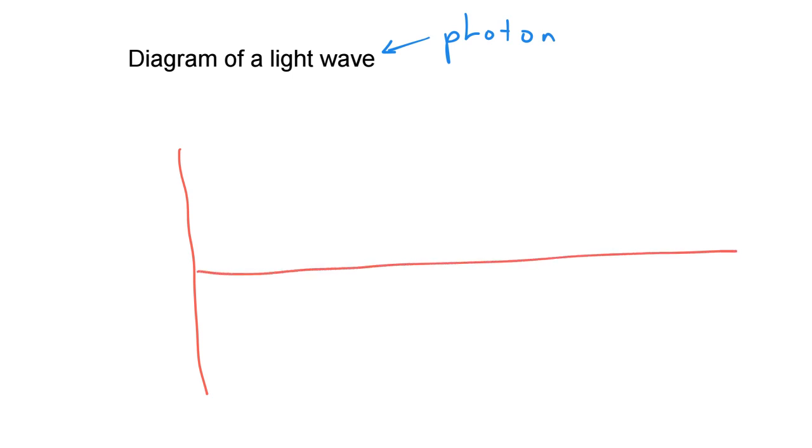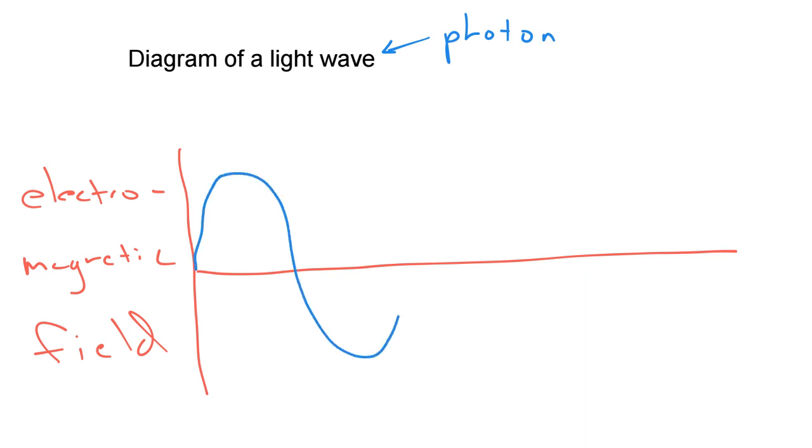So here's sort of a graph of something that we're going to call the electromagnetic field, which is this mysterious field that permeates the entire universe. And when the photon passes through this field, it causes the field to vibrate up and down. So we can show the field, these field lines, vibrating up and down as the photon goes past.